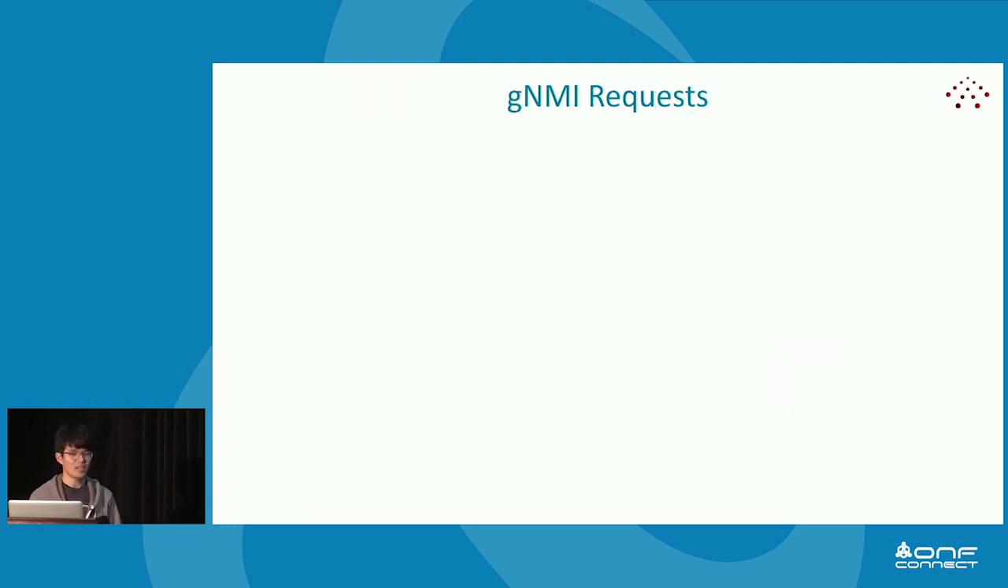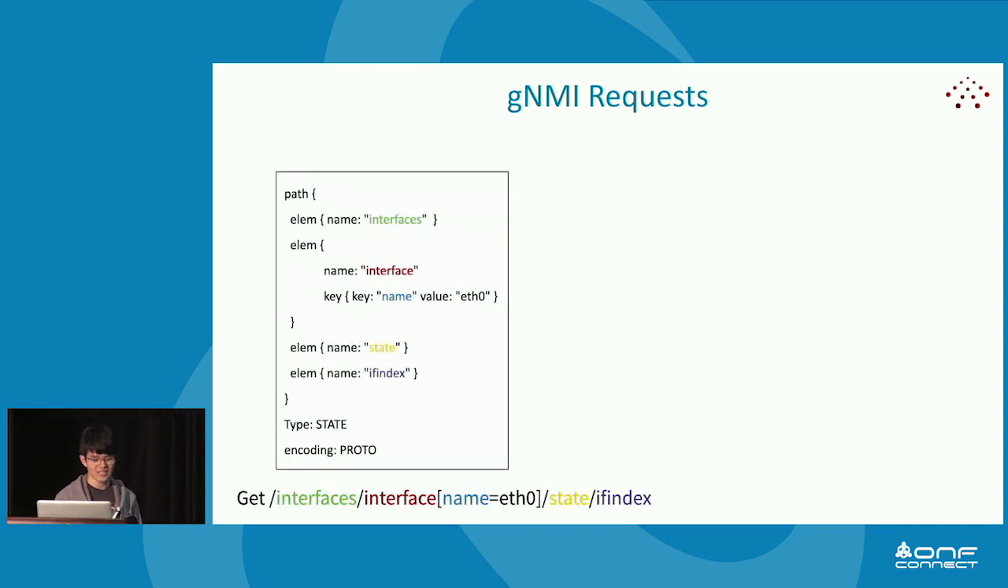Next is an example of a gNMI request. For instance, we want to get a path, like the index of interface 0. We'll generate a gNMI get like this. We have a path with several elements, and some elements may have a key; currently we support the key name. Then you have different elements like state and index, and you can get different types. For example, I want to get the state type, or the config type, or if you want, all types. And you can specify the encoding, like proto or others.